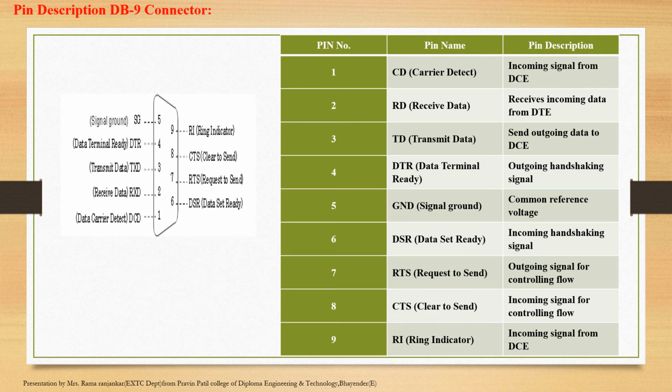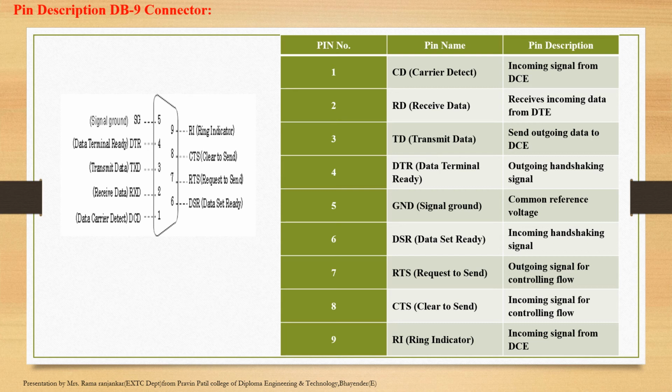Let's see the pin description of the DB9 connector for RS-232. There are a total of 9 pins. On the left hand side I show the pin numbers, and on the right hand side I write the description of the pins. The first pin, pin 1, is called carrier detect, an incoming signal from data communication equipment. Pin number 2 is receive data. It receives the incoming data from data transmission equipment. Pin number 3 is transmit data. It is used to send outgoing data to data communication equipment.